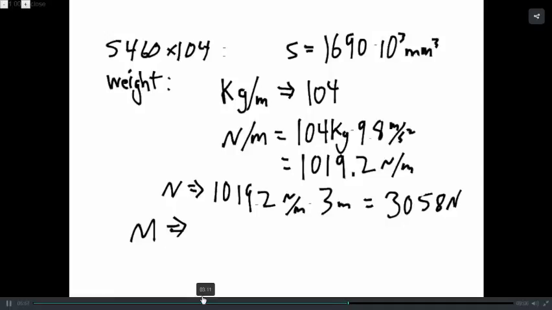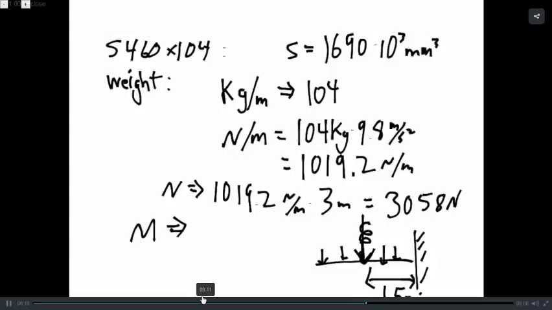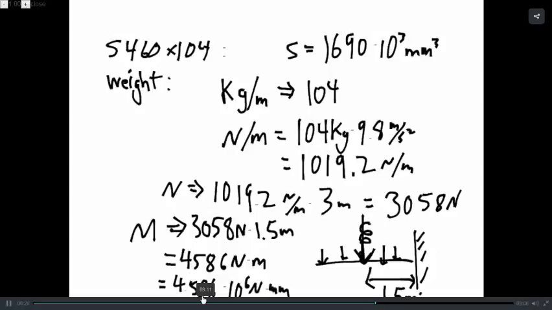So let's figure out the moment created by this weight. We know that the weight is distributed over the length of the beam, but we could approximate that as being a weight that's right in the middle. So that would be 1.5 meters from the wall. Our moment is the weight times that distance, and let's put that in units of millimeters like we've been working with. And that is the moment from the weight of the beam itself.